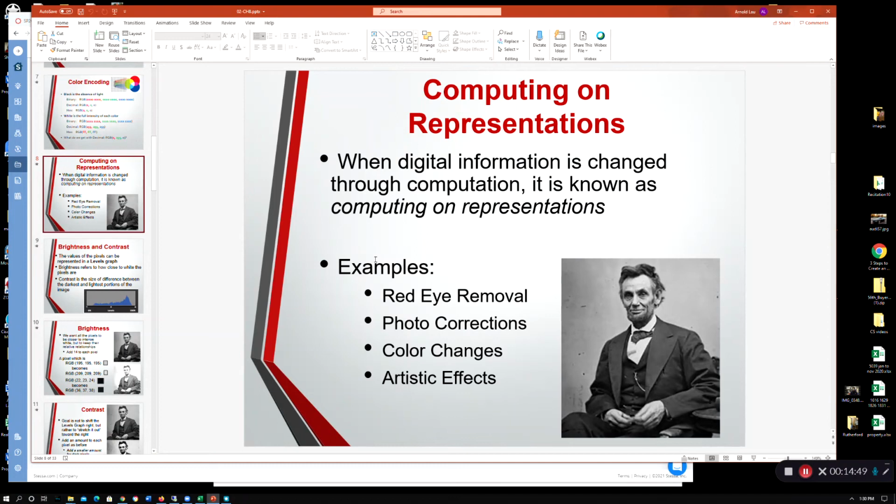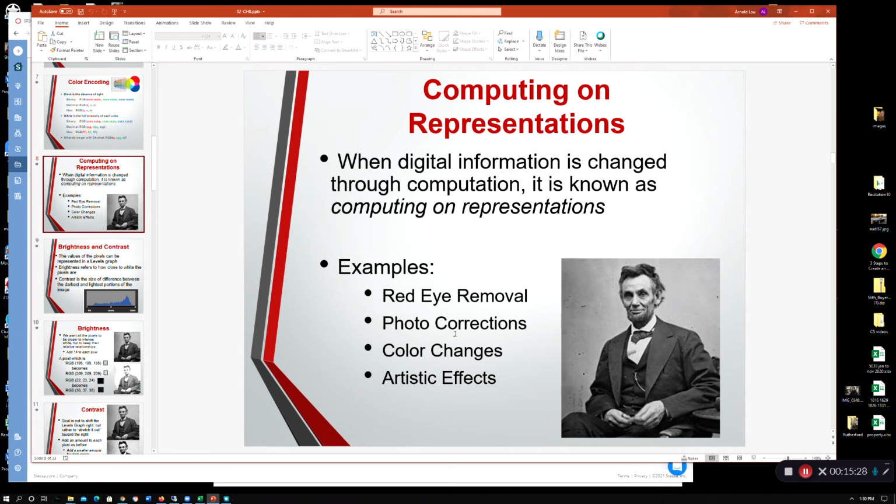Maybe in the old days, you would have some film and you would have a photographer do some special effects, actually looking at the image as a human would look at that image to increase the contrast or whatever. But a computer obviously doesn't do that. A computer will store everything as zeros and ones. So there will be different strategies to do these different types of things, like the red eye removal, photo corrections and whatnot.